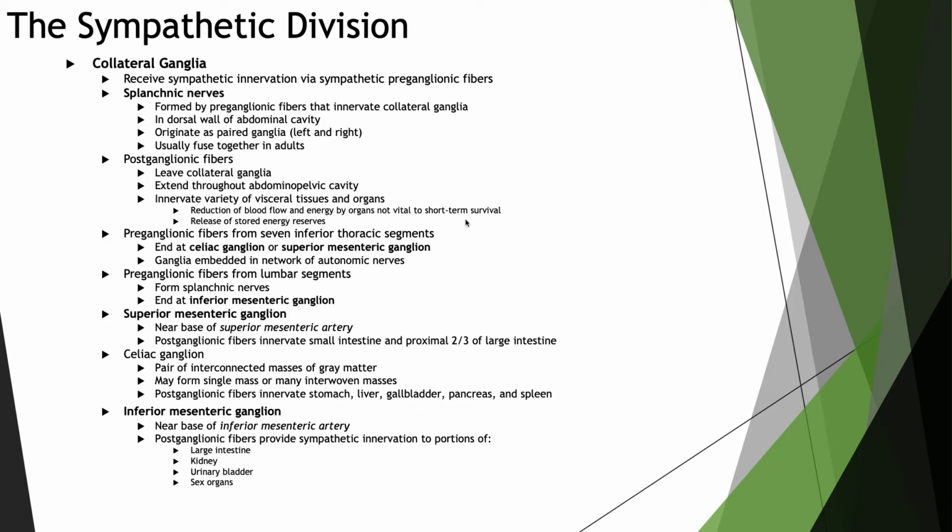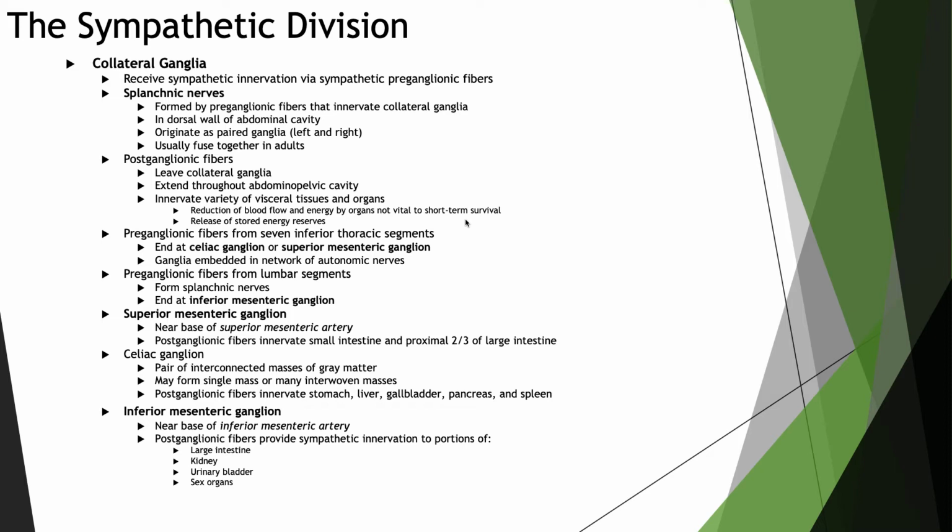The abdominal pelvic viscera receives sympathetic innervation by sympathetic preganglionic fibers that synapse in separate collateral ganglia. These fibers pass through the sympathetic chain without synapsing. They form the splanchnic nerves, which lie on the posterior wall of the abdominal cavity. In adults, the collateral ganglia are typically single rather than paired. They originate as paired ganglia, so left and right, but the two usually will eventually fuse. Postganglionic fibers leaving the collateral ganglia extend through the abdominal pelvic cavity, innervating a variety of visceral tissue and organs.